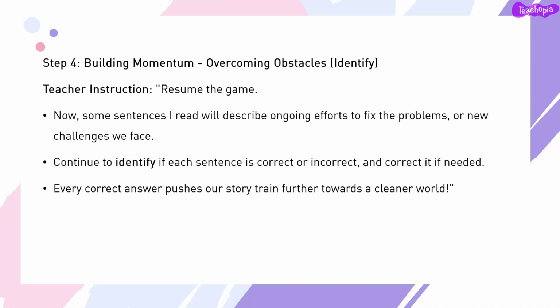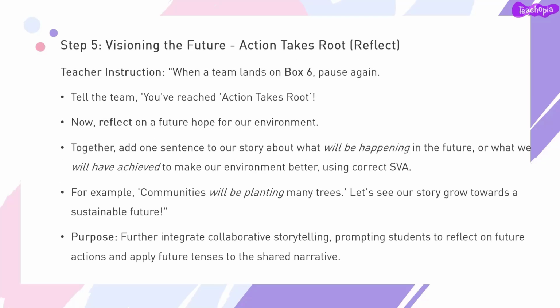Resume the game. Now, some sentences I will read describe ongoing efforts to fix the problem or new challenges we face. Tell the learners to continue to identify if each sentence is correct or incorrect, and correct it if needed. Every correct answer pushes our story train further towards a cleaner world. When a team lands on box 6, pause again. You have reached action takes root.